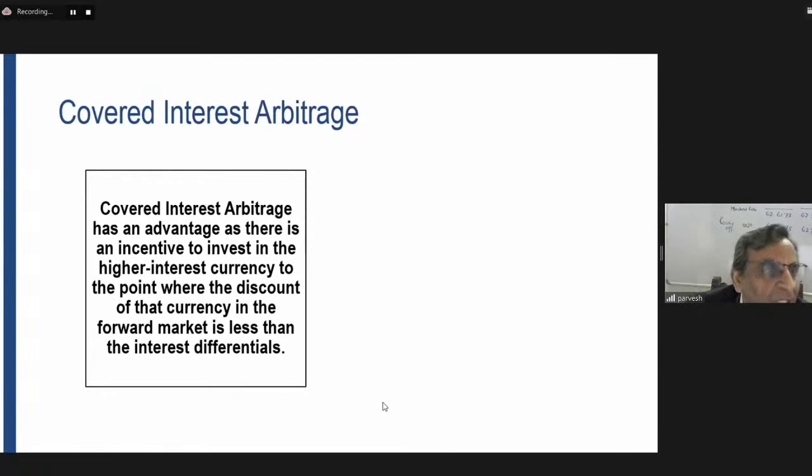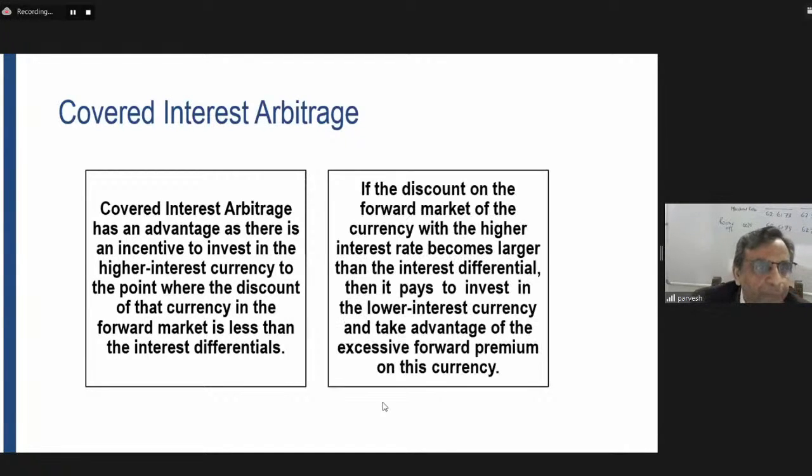So I'll explain this through an example also. So just stay with me. Now, the other way around, if the discount on the forward market of the currency with higher interest rate becomes larger than the interest rate differential, then it pays to invest in the lower interest rate currency and take advantage of the excessive forward premium on this currency. Now, this is the second case, which is called the reverse arbitrage. If the forward premium reflects an excessive interest rate differential, it is more than that.